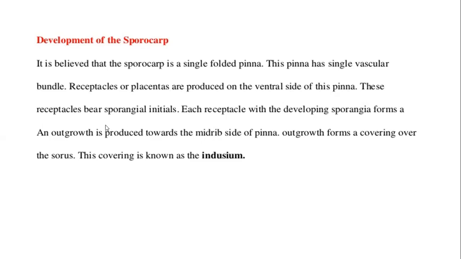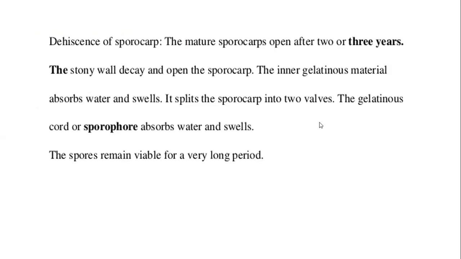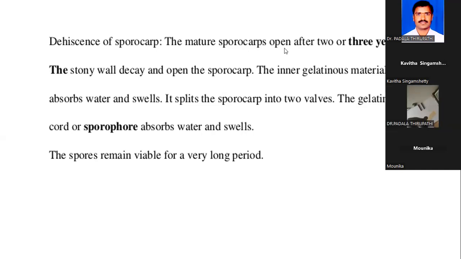On these receptacles or the placenta, sporangial initials are developed, which develop into the sporangium further. Now, dehiscence of the sporocarp. When the megasporangium is matured, it consists of megaspore, and the microsporangium develops the microspores. The mature sporocarps often take 2 to 3 years. That is, for the maturity of the sporocarp, it takes around 2 to 3 years.